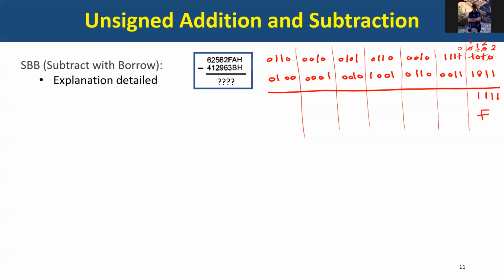0 minus 1 can't be done. So we're gonna borrow 1. This guy will be 0, this guy will be 2. 2 minus 1 is 1. Now 0 minus 1 again can't be done, so we're gonna borrow from that guy. This guy will be 2. 2 minus 1 is 1. This becomes 0. 0 minus 0 is 0. 1 minus 0 is 1. And that's B.